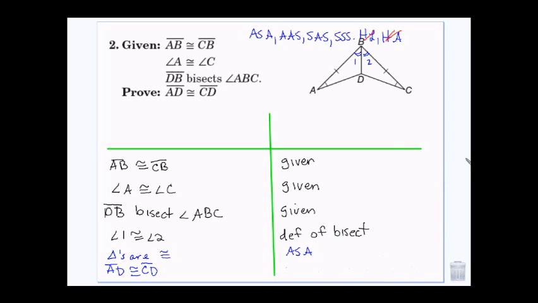Sorry, it's corresponding parts. CPCTC is corresponding parts of congruent triangles are congruent. So you can use this abbreviation and you don't have to write the whole thing. Once you say the triangles are congruent, then all the parts are congruent, and you can just say CPCTC.